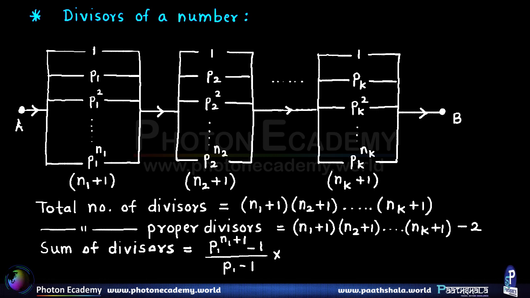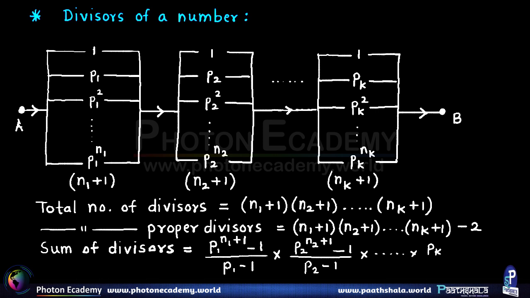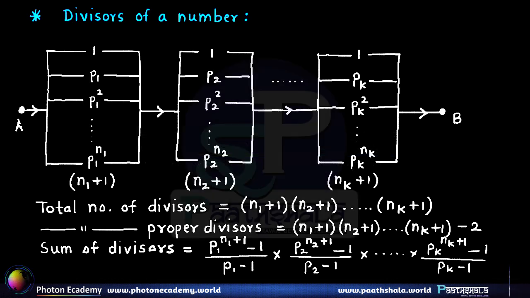multiplied by, for the second block, a similar structure, that is, (p2 raised to n2 plus 1, minus 1) whole divided by (p2 minus 1), and so on up to the last block, that is, (pk raised to nk plus 1, minus 1) whole upon (pk minus 1). So that is the sum of all the possible divisors of the given number n.